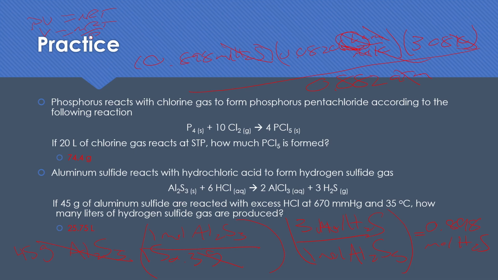And you're going to get 25.75 liters. So the stoichiometry flow remains very similar, but now, similar to concentration where you're using the molarity to convert between volume and moles, you're using the ideal gas law to convert between volume and moles for a gas.